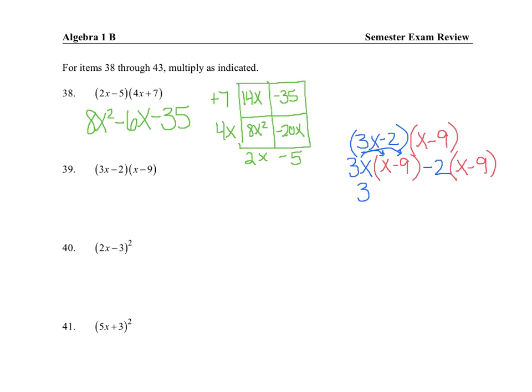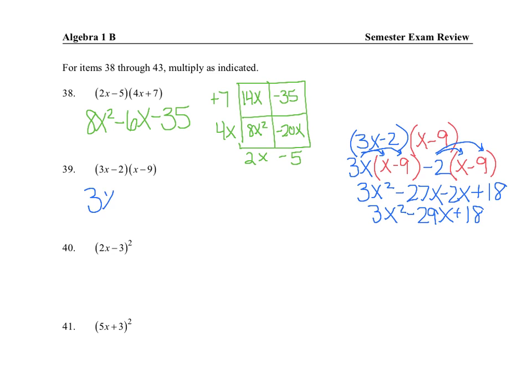3x times x is 3x squared. 3x times negative 9 is negative 27x. Negative 2 times x is negative 2x. And negative 2 times negative 9 is positive 18. This then simplifies to 3x squared minus 29x plus 18. So my two binomials multiply out to 3x squared minus 29x plus 18.